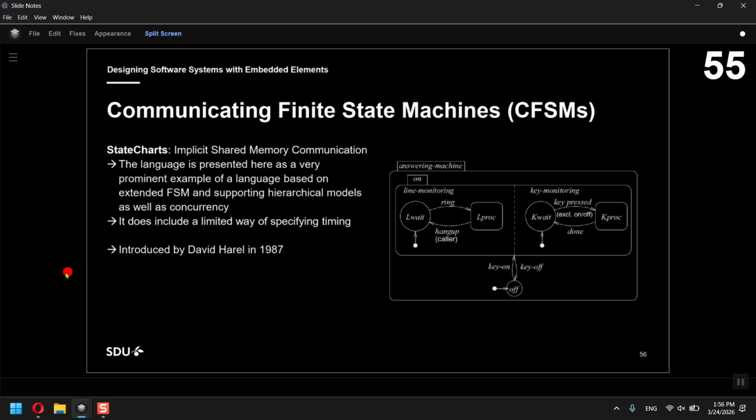The actions and the information are going to be variables that are stored locally. As mentioned earlier, this is 1987. This model is kind of involved. It looks simple, but it's not, especially when you go to systems like here where you have a parallel state machine. First of all, it's hierarchical. You have on and off states. The on is refined into a state which is actually parallel, with line monitoring and key monitoring running in parallel.